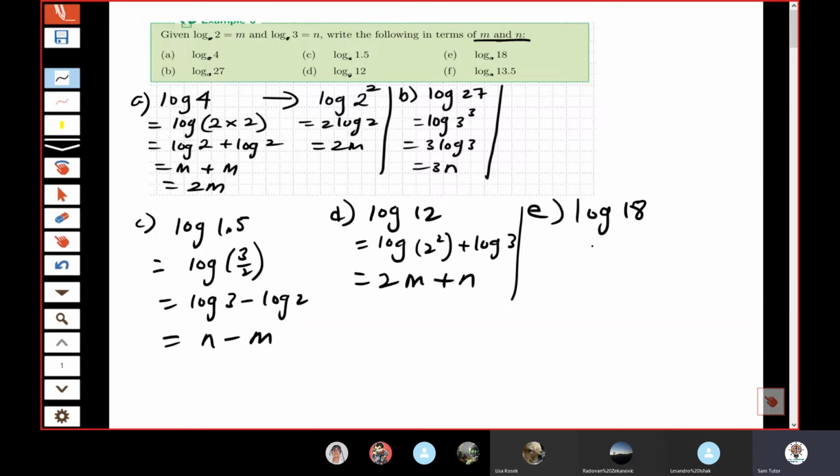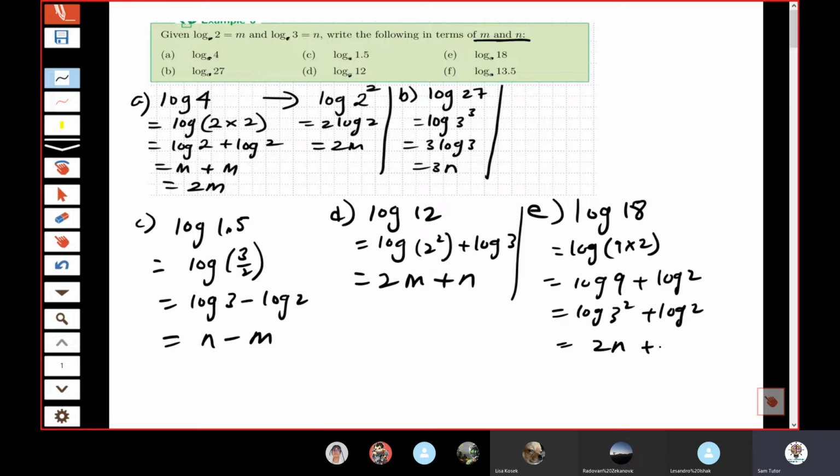E, log 18. I'll do this one. Log 18 is, again, log 9 times 2. Log 9 is log, well, we'll just go like this. But 9 I know is 3 squared. I know, bring the 2 down, and then log 3 is n, plus m.